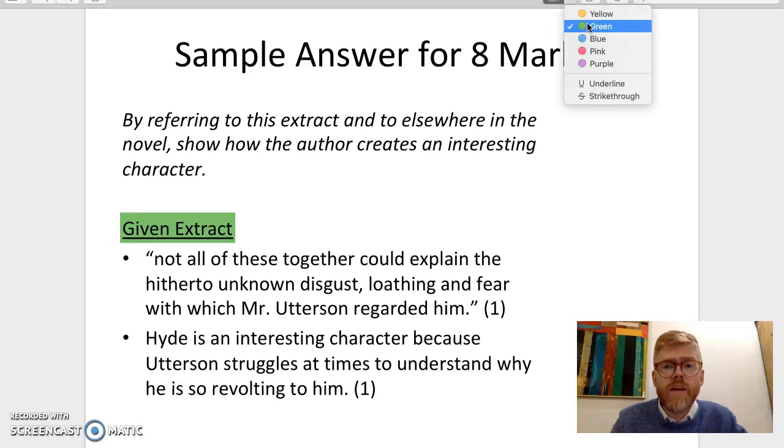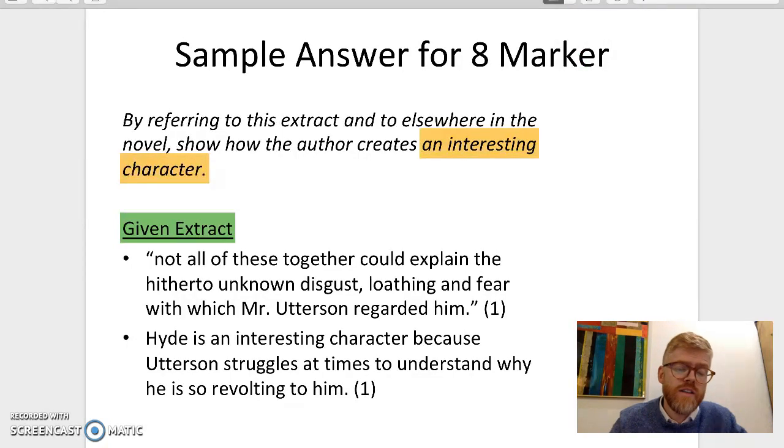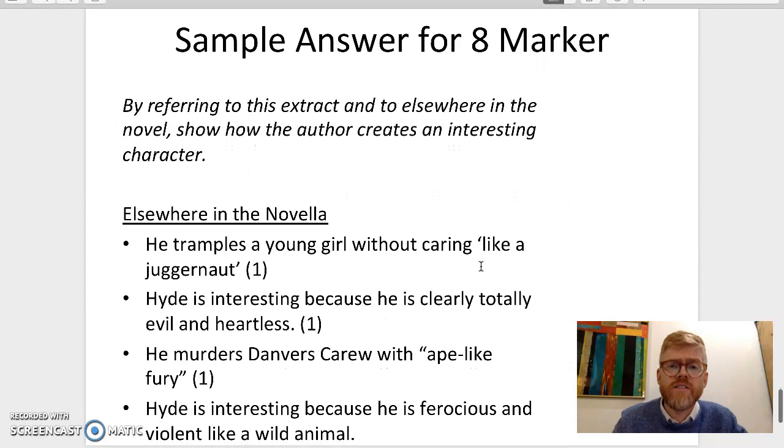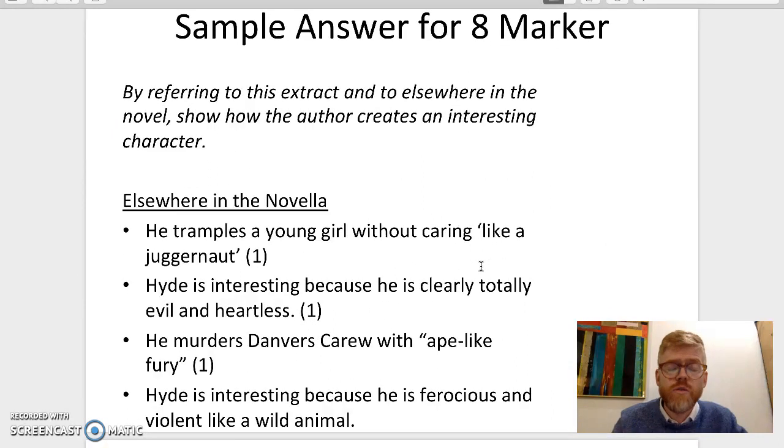So in my comment, what I want to do is make sure that it's focused on this idea of an interesting character. So Hyde is an interesting character because Utterson struggles at times to understand why he is so revolting to him. An interesting character, because that phrase just helps you to make sure that you are focused on the task. Of course, the next 4 marks in the 8-marker question are going to be testing your knowledge of the novella as a whole.